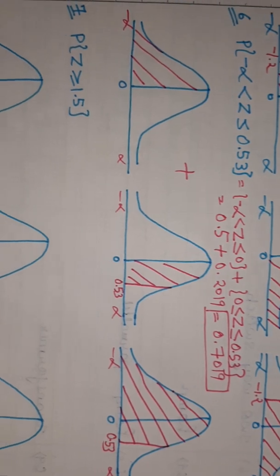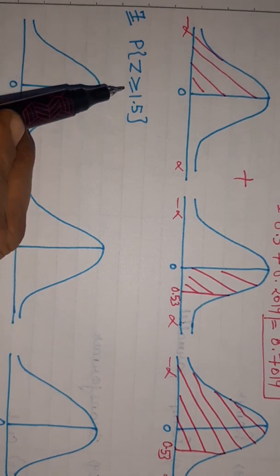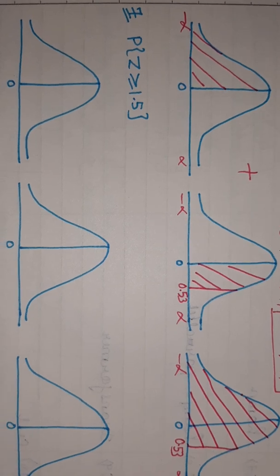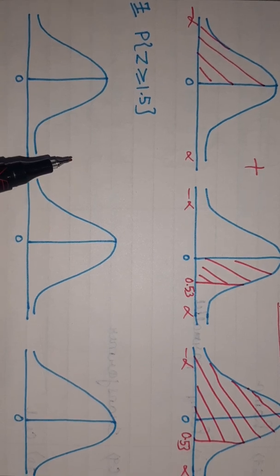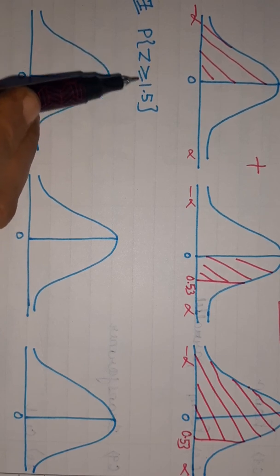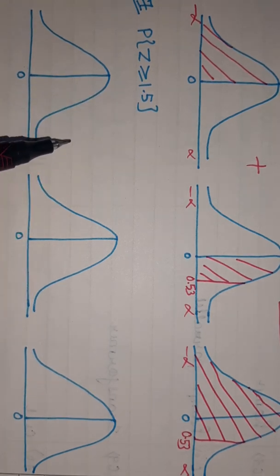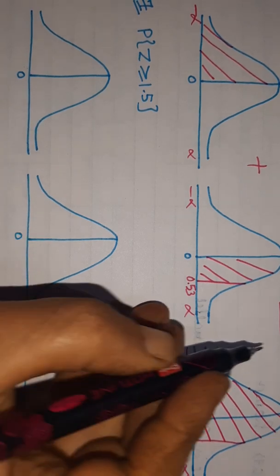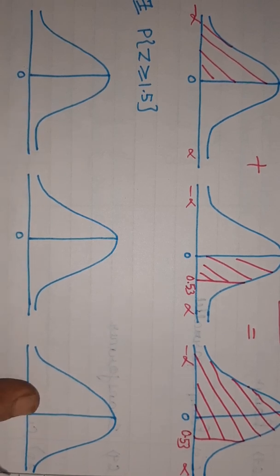Next, the probability of Z greater than or equal to 1.5. Slowly these questions become difficult. So here the value of Z is greater than or equal to 1.5. Now how do we find this? Here again we can show it this way. These are the three diagrams.